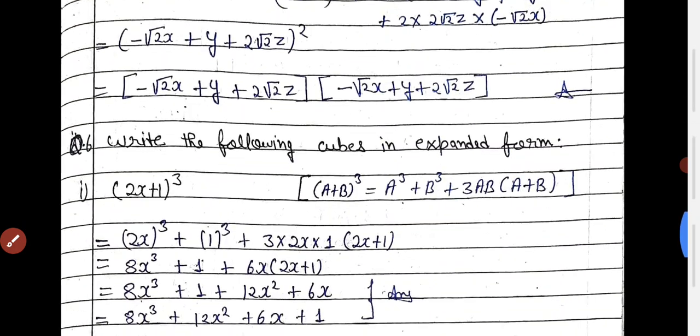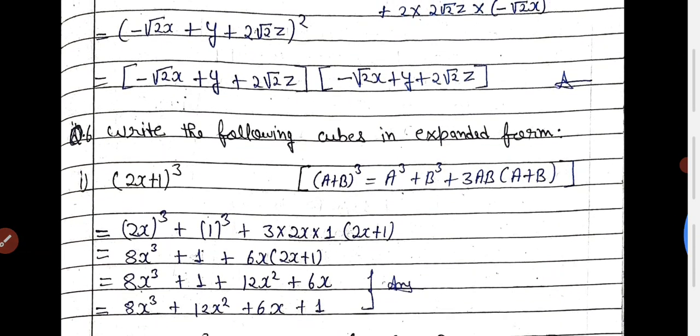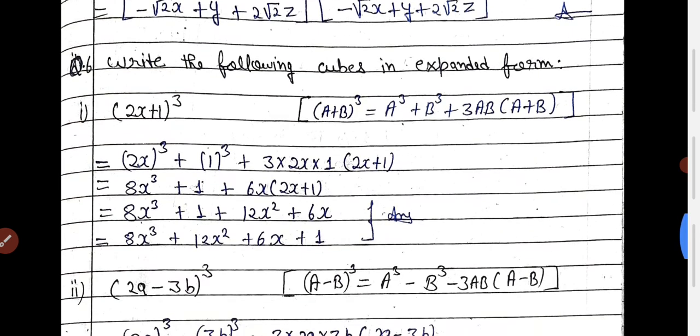Now come to question number 6. Write the following cube in expanded form. You have to write the cube in expanded form. The first question is 2x plus 1 whole cube.